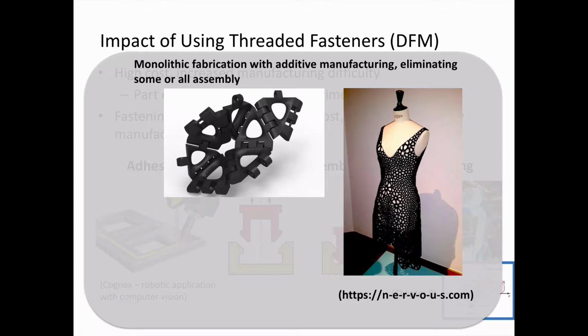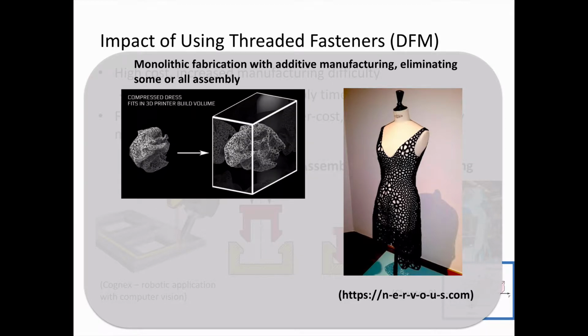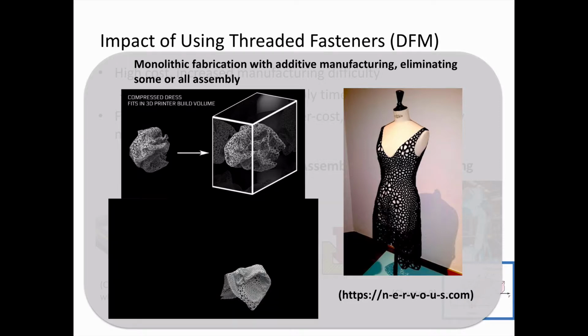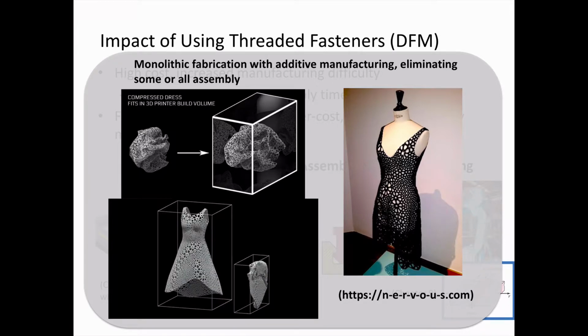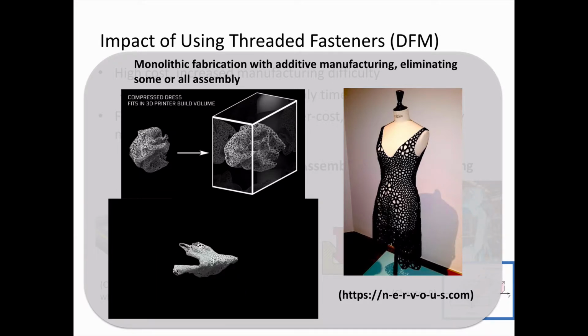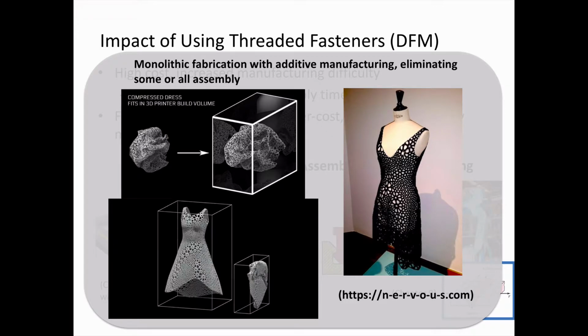And then it's all assembled. It can be unfolded from the small 3D printer volume. So in other words, this dress can be folded up small into a compact volume, and here's an animation showing the folding. So it's possible to print a large product in a small volume.